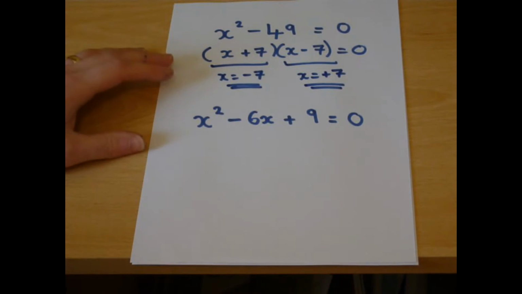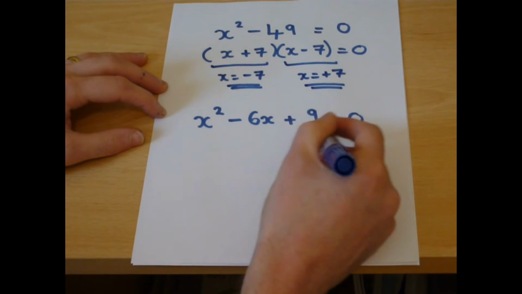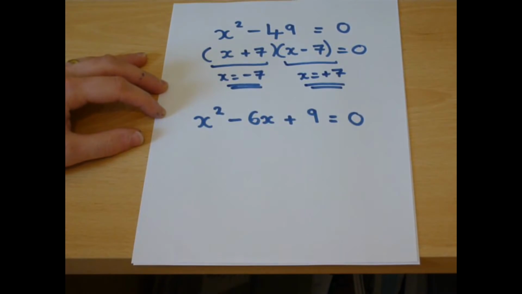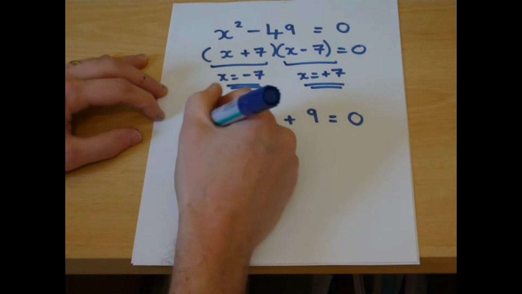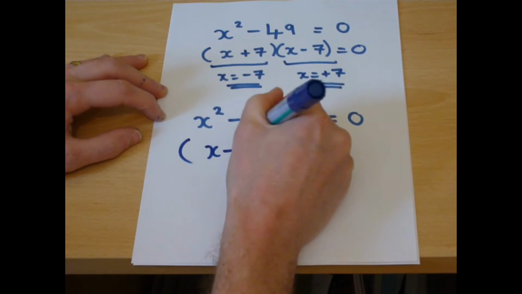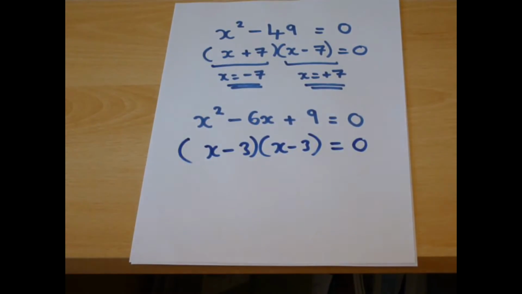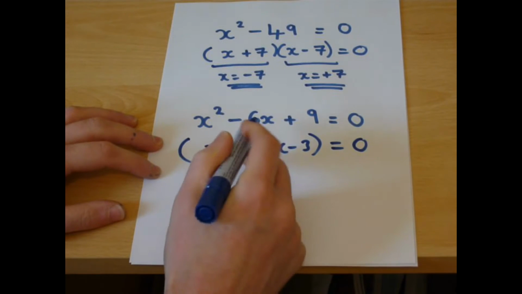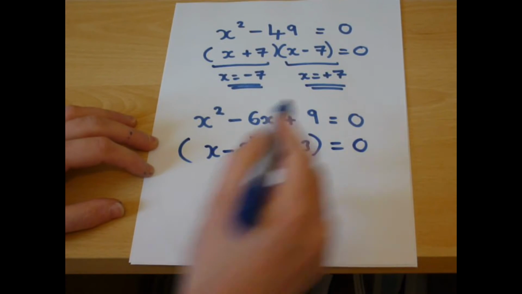And the final one in this particular series is this one here. When we have a plus 9 here, and a minus term here. Now then, this is actually a square number, 3 times 3. And also 3 plus 3 is 6, but we have a minus 6 here. Now then, if I put minus 3 and minus 3 in those brackets, minus 3 take away 3 is minus 6, minus 3 times minus 3 is plus 9.